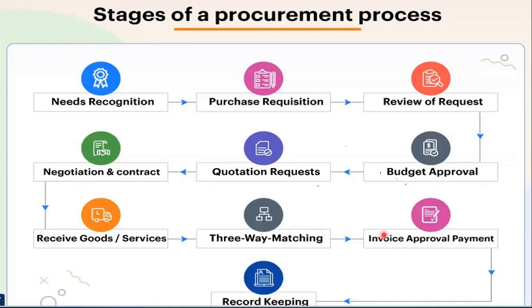Then we go to where our invoice is approved by the payment section, that is in the finance unit. After the invoice has been approved, we go ahead to write a payment to pay the supplier. And the next thing is we do the record keeping for the purposes of future reference and for the purposes of accountability.